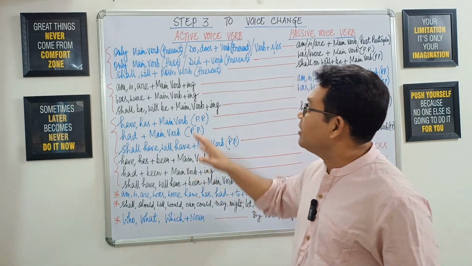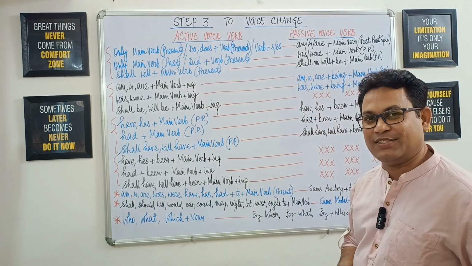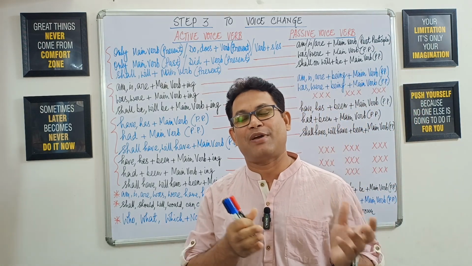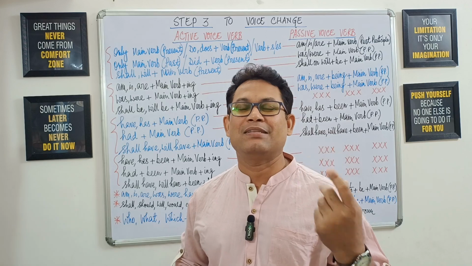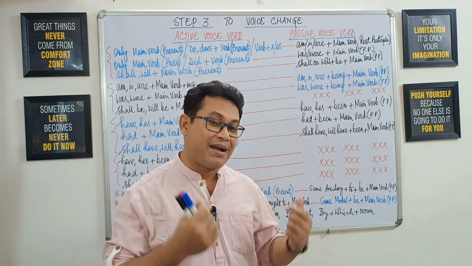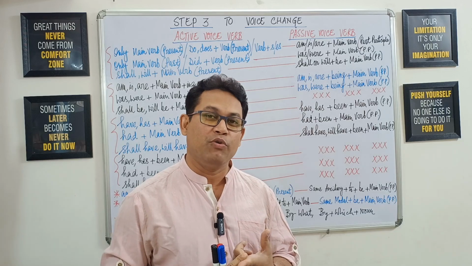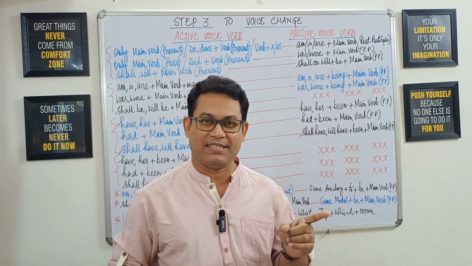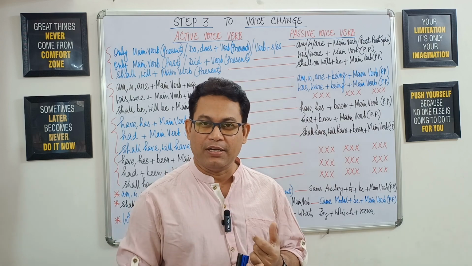Now today's video will be on step 3 to voice change. Alright, so when we convert a sentence from active to passive or passive to active, we actually follow 4 different steps. Okay, number 1, whenever we find a sentence, our first step will be to determine whether that sentence is in active or in passive. Alright, that is step number 1.